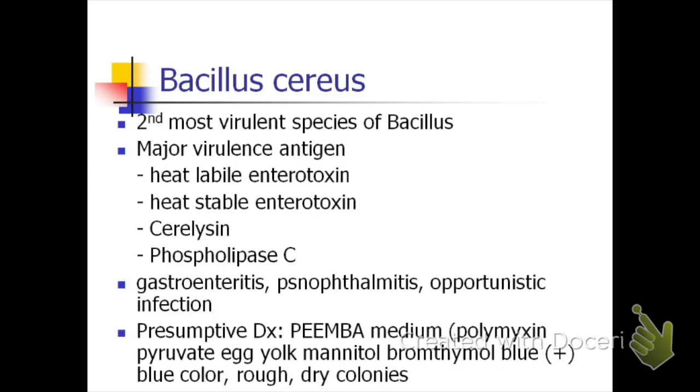So they can cause gastroenteritis. The other one is this is supposed to be letter A, ophthalmitis, and then opportunistic infection. If Bacillus anthracis utilizes a selective medium, this one, you'll be using the PIMBA, which stands for polymyxin, pyruvic, egg yolk, mannitol, bromothymol blue agar. So, if you're using the PIMBA, the colonies appear to be blue, rough, and dry.